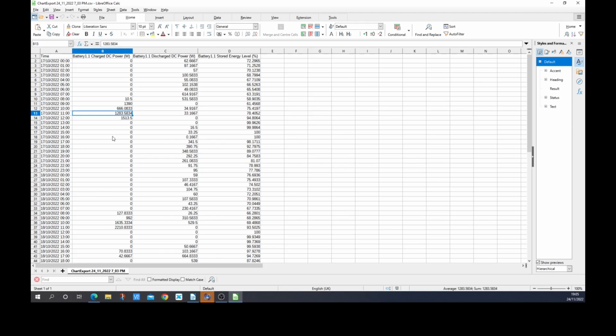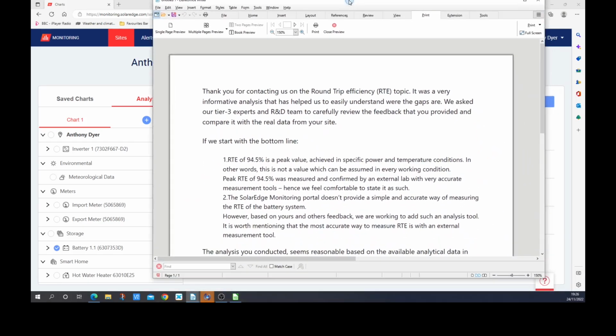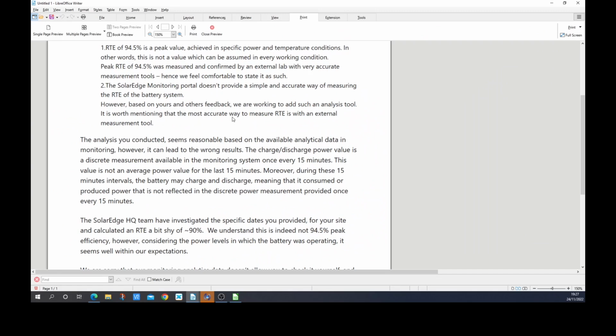Solaredge does have that data themselves, and they were able to do that calculation for my house, and it was a 90% round trip efficiency from the inverter to the battery and back again. So the data for energy charging and discharging does exist. And very interestingly, if we have a look at the actual message that I got from them, there was one thing which I found quite fascinating. They said they're going to be adding an analysis tool in the future.